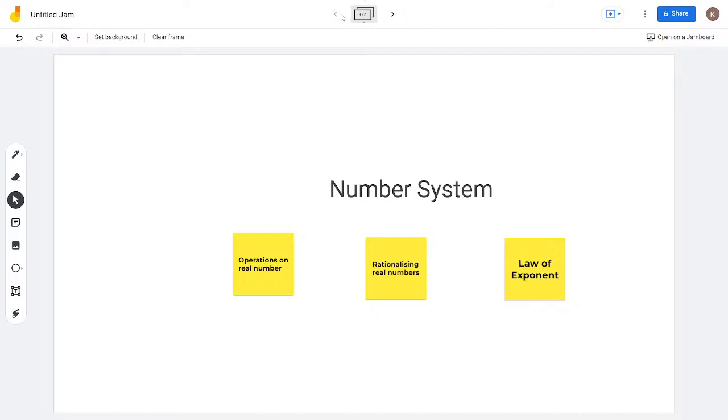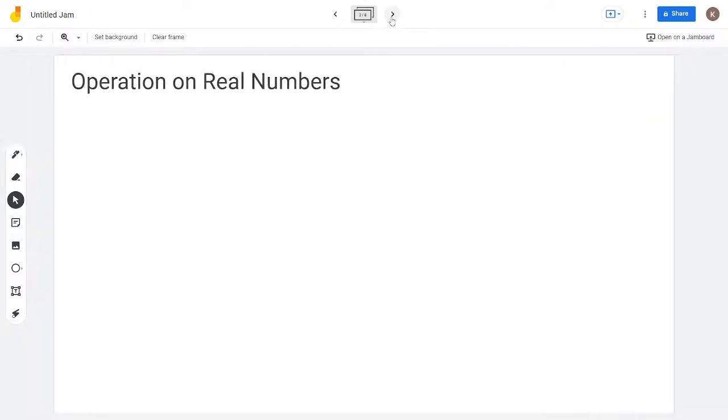And in today's class, we will be continuing our topic of class 9 number system. And in today's class, we will be covering these three topics, which are operations on real numbers, rationalizing real numbers, and laws of exponents. So, are you all excited to learn about these three subtopics, which we are continuing from our last lecture? So, let's get started. First, let's start the operation on real numbers.